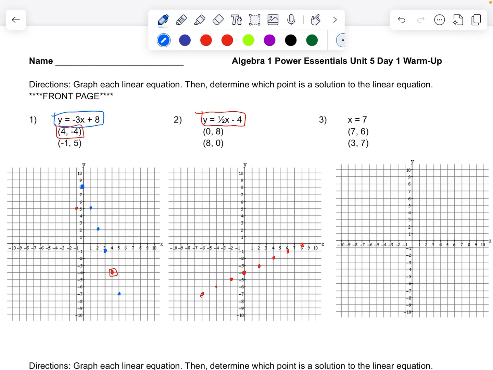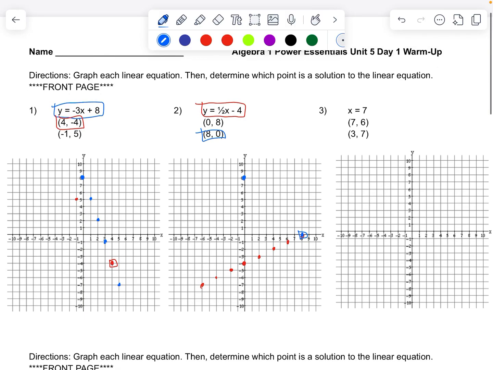And now we check our two ordered pairs. 0, 8. 0 is the x, right? The first number in the ordered pair is our x. So I go right or left 0 and then up 8. That point does not fall on either of those red dots, does not fall on the line. It is not a solution. And then I'm going to graph 8, 0. I'm going to go right 8 and stay there. And that point does fall on the line. So 8, 0 is a solution.